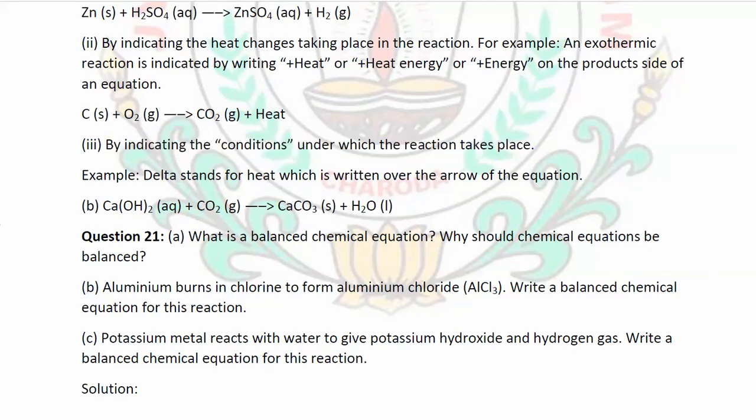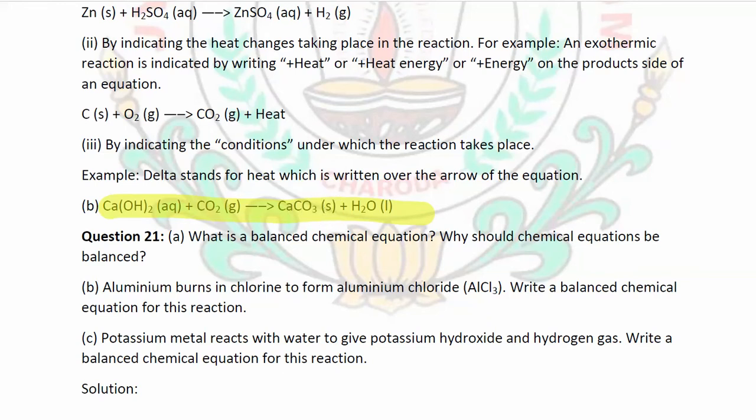Next, the last question has asked that calcium hydroxide is reacted with carbon dioxide to form calcium carbonate and water. So the balanced chemical reaction is written here. Ca(OH)2 aqueous plus CO2 gas gives CaCO3, which is a solid precipitate, and water is produced. Okay, so this is nothing other than the lime water milky test.